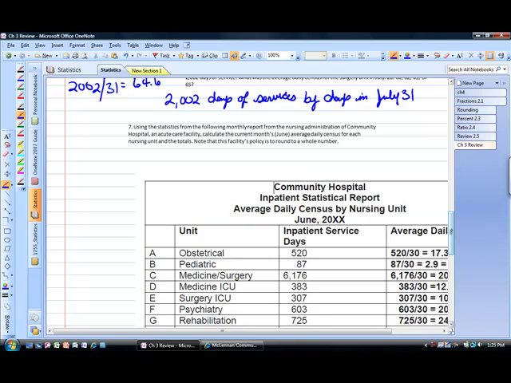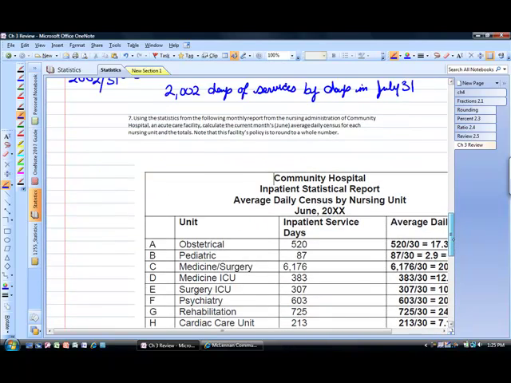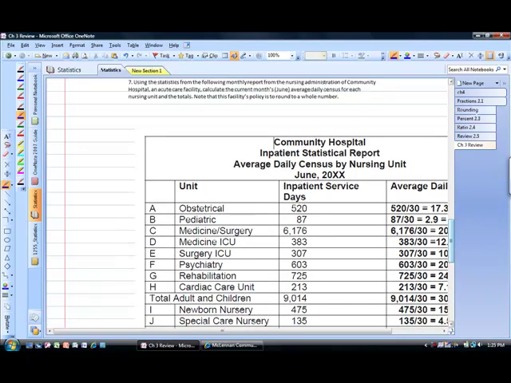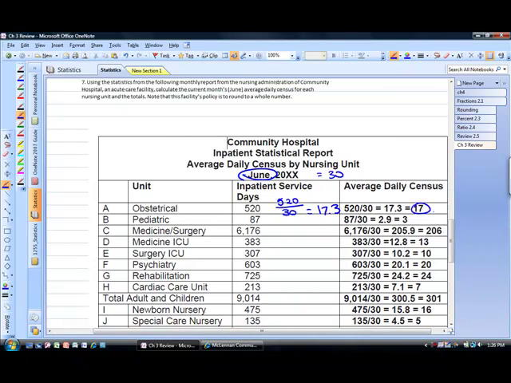Okay, we're going to use the statistics from the table below, and we're going to calculate the monthly report for the nursing administration of the community hospital. We're going to look at the current month, June. What we need to do is use our formula, which is total inpatient service days for the period over the days in the period. So total inpatient service days here is 520. Days in the period for June, there are 30 days in June. We divide by 30, and we get 17.3, as you can see. And that rounds to 17.